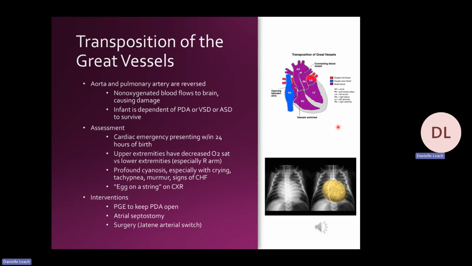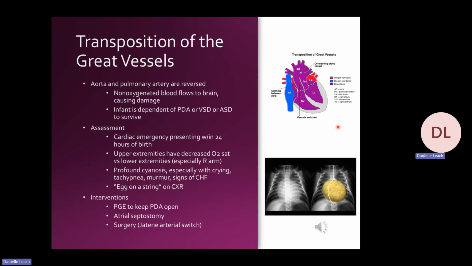So the infant is dependent on some sort of extra pathway to survive. So we need to keep the PDA open, or if they already have a VSD or an ASD, they have to have one of these things in order to survive because they're basically dependent on the mixing of the blood to survive. Otherwise, they would have completely unoxygenated blood going to the brain and the body.